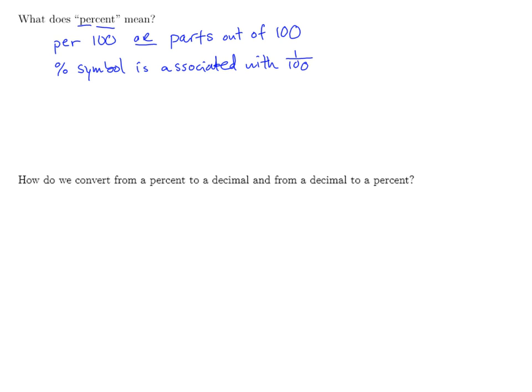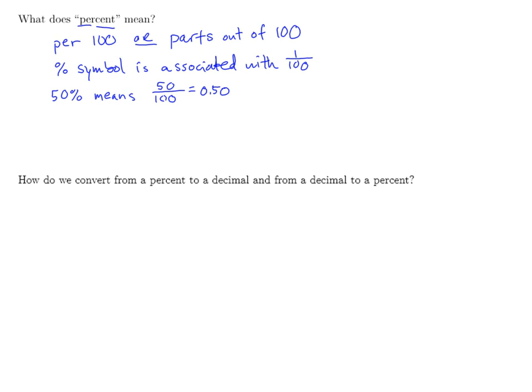So if we want to take something simple, like 50%, that means 50 out of 100. And there's a couple ways that this is helpful. We're going to look at turning a percent into a decimal, which is really helpful when doing calculations. If we think of taking 50 and dividing it by 100, that becomes 0.50.